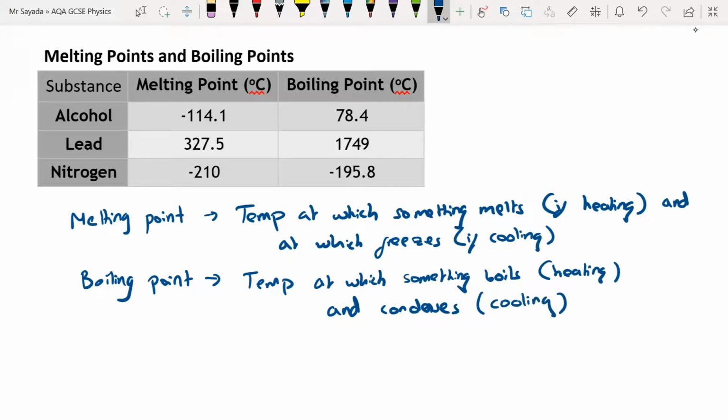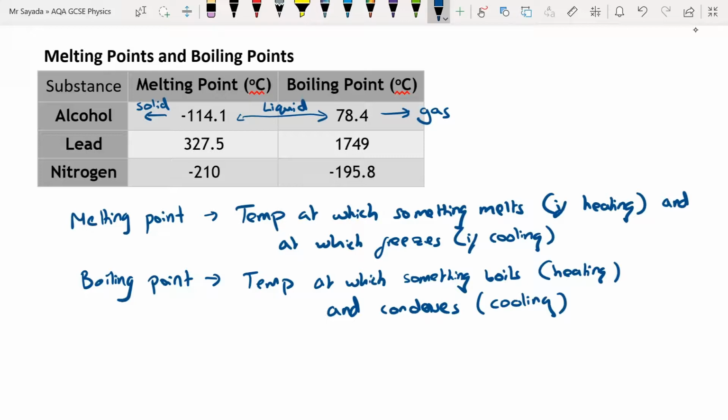So the melting point of alcohol is minus 114.1 degrees, and the boiling point of alcohol is 78.4 degrees. Now what that means is, at any temperature in between these two numbers, alcohol will be a liquid. If you're above 78.4, alcohol will be a gas. And if you're below the melting point, alcohol will be a solid.